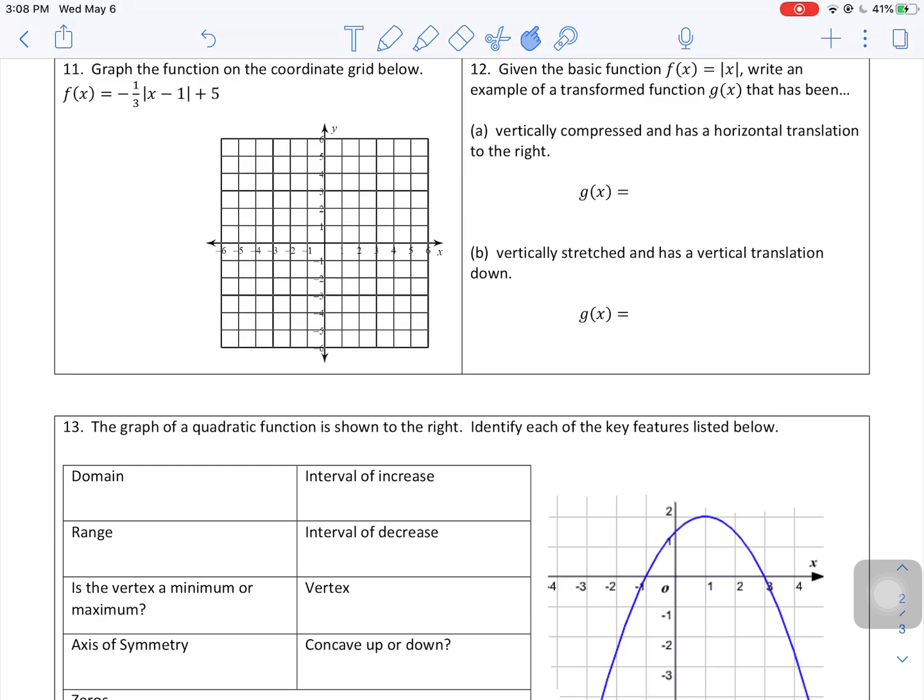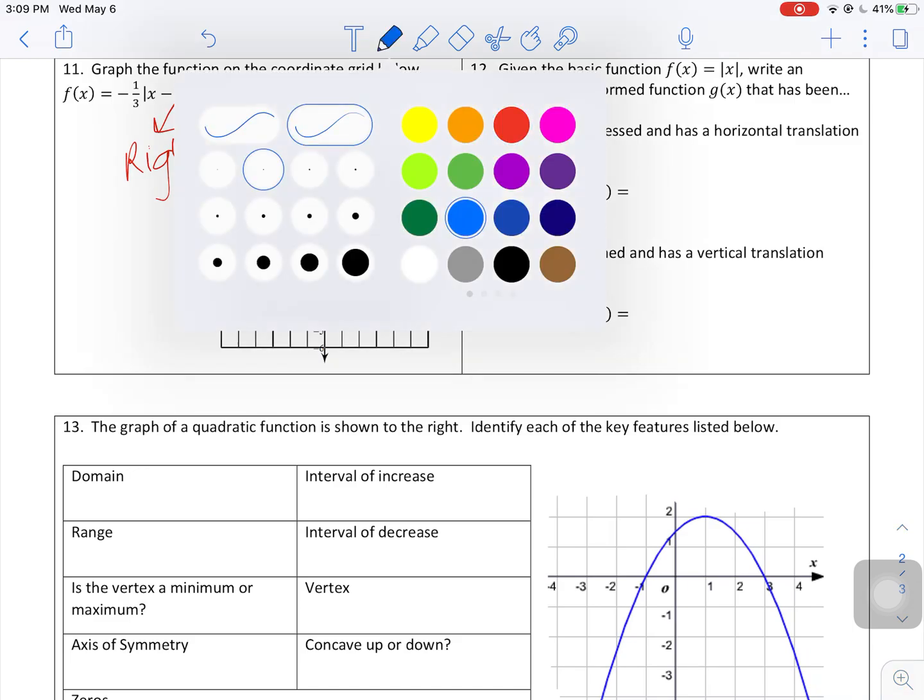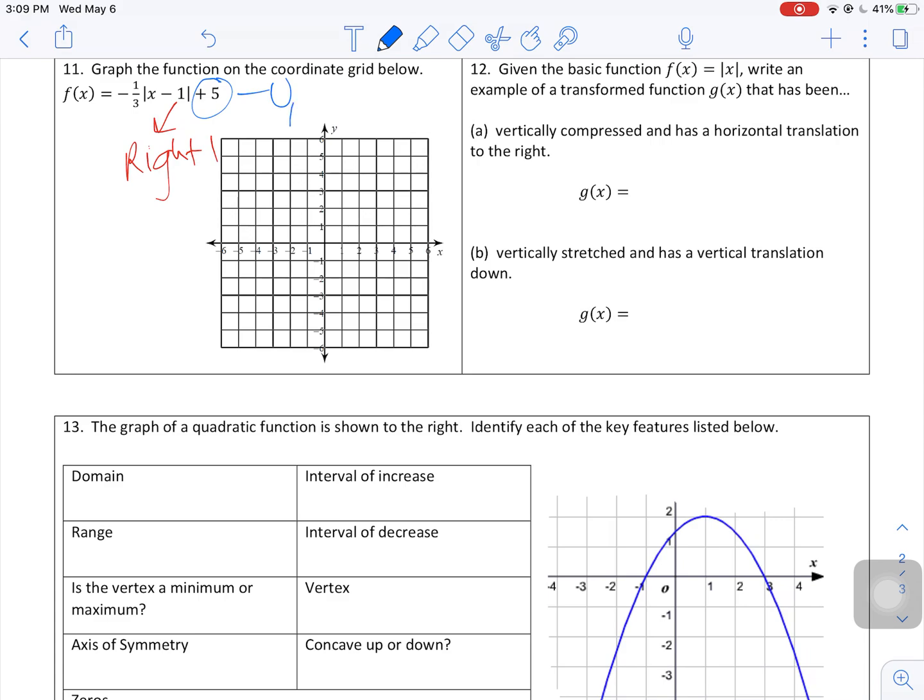So your normal absolute value function starts at the origin. That's where the point of the v is. So we're going to take the point of the v that normally starts at the origin. We're going to move it right 1 because of the -1 inside the absolute value bars. And then we're going to move it up 5 because of the +5 in the back. So from the origin, I go right 1, up 5, and then I put a dot. So that's the new point of my v for my absolute value graph.